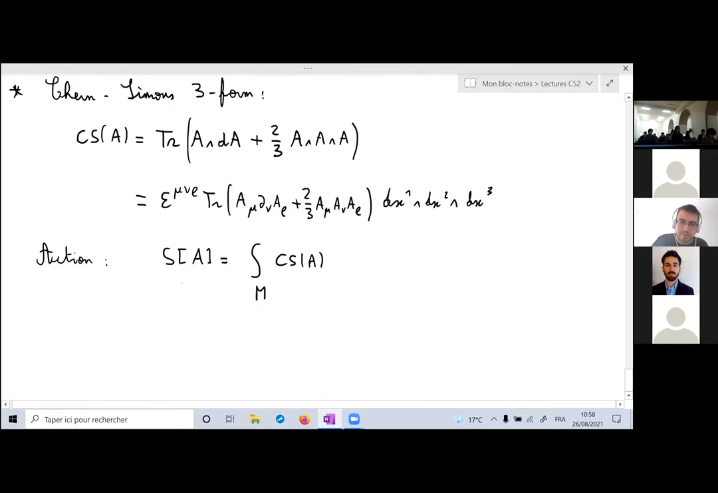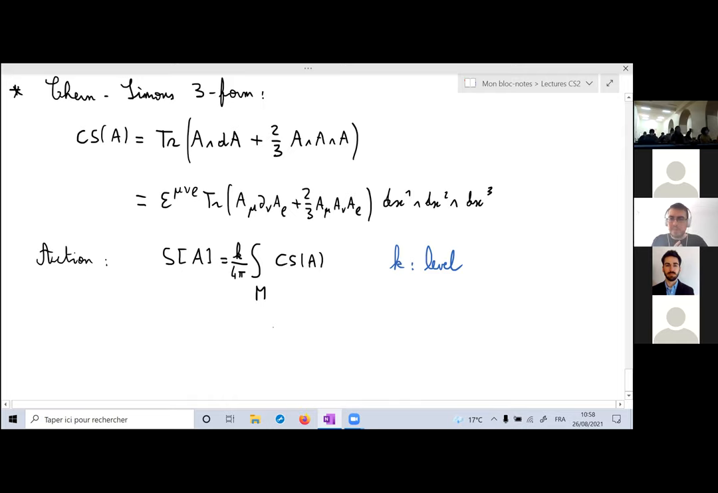And actually there's something that I forgot in the introduction, which is that in general we could have a prefactor in front of it, which we call k over 4 pi, where k is just a constant that we call the level of the theory. It didn't change the discussion in the introduction, because of course having a global prefactor doesn't change the equations of motion or the gauge symmetry. But in general we put it, and it has some importance at the quantum level. Okay, so that's then my action.